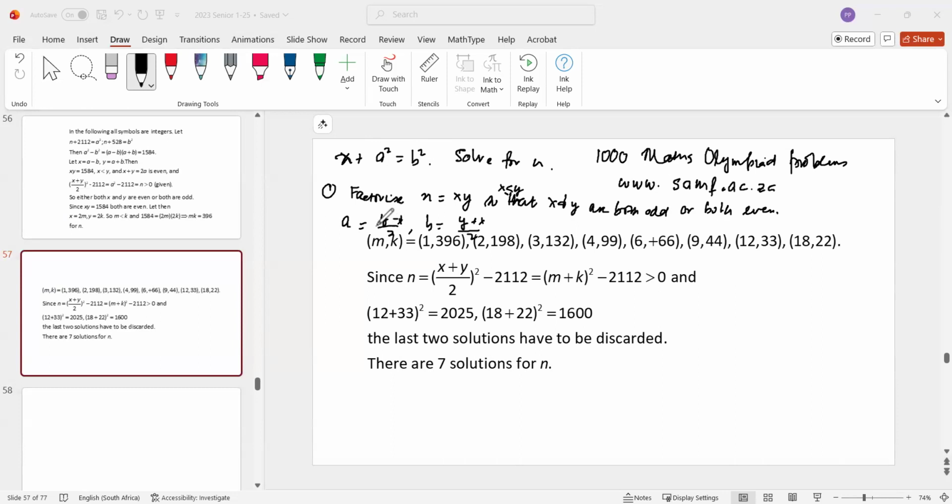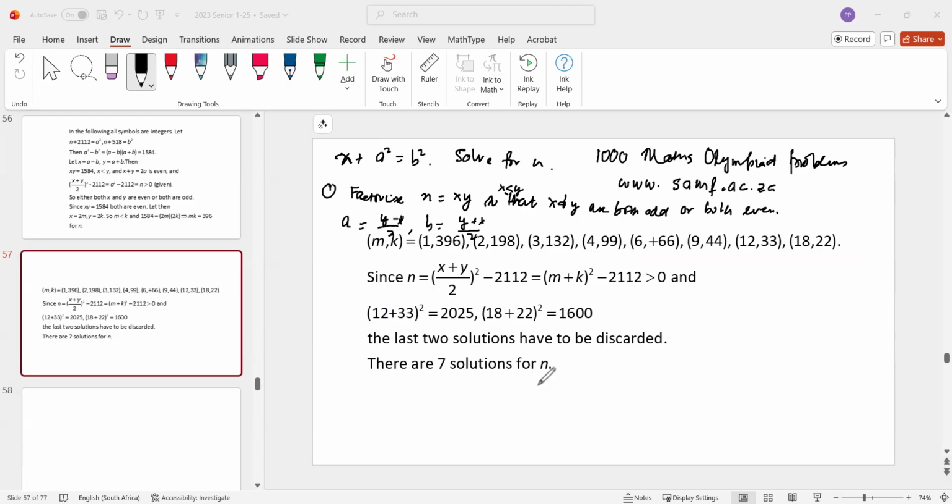So if both of them are even, the top part will be even, so this becomes an integer. And if both of them are odd, then the difference will be even, and it becomes an integer again. So this way you'll get a and b as integers.